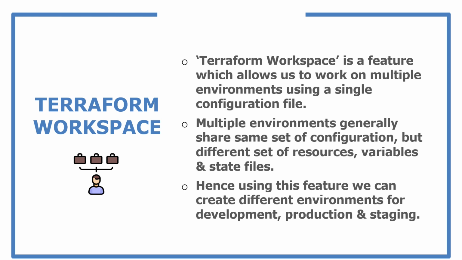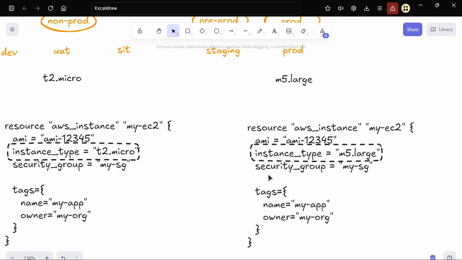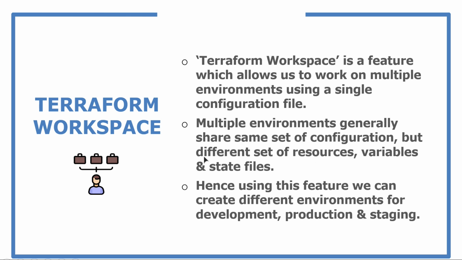You can make use of the same config file, but you can just define whatever changes that you want across multiple environments. So multiple environments generally share the same set of configuration. So mostly the configuration is same except for a few things, but different set of resources, variables, and instance type. So they can also have different set of variables, different set of resources.